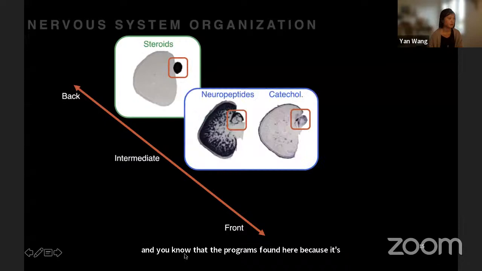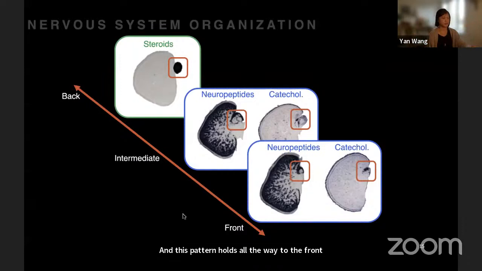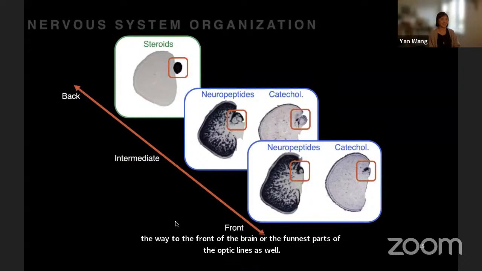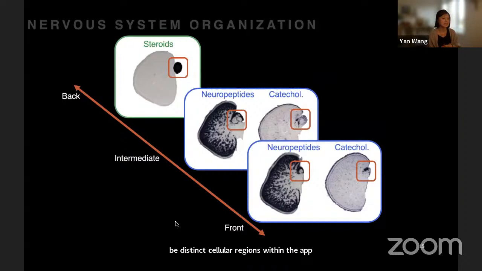As we move forward in the brain and in the optic gland, we see that our probes for neuropeptides and catecholamines are now picking up the optic gland. But here, the expression pattern also looks different. So here, this is kind of like a solid fill, but in here, we see that the neuropeptides, as well as the catecholamines, only really pick out the outer rind of the optic gland, as well as some internal subregions. And this pattern holds all the way to the front of the brain, or the frontmost part of the optic glands as well. So these data are highlighting to us that there might be distinct cellular regions within the optic gland that specialize in creating these different classes of signaling molecules that we found in our RNA sequencing data.